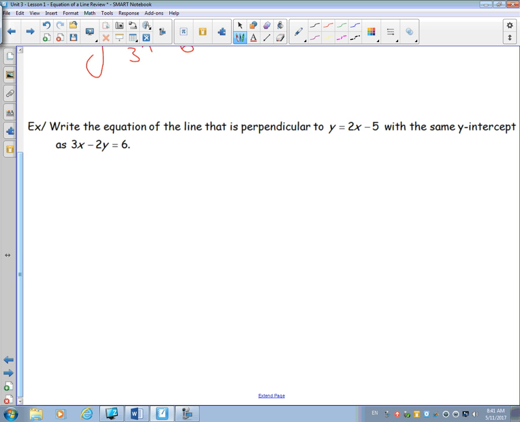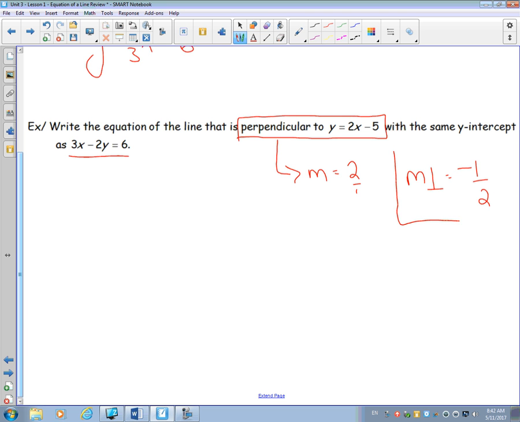Let's look at the next one. Write the equation of the line that is perpendicular to 2x minus 5 and has the same y-intercept as this equation. So I need to interpret some math here. We know what perpendicular means. It means our slopes are opposites. So the slope of this one is 2. Perpendicular, here's where I'm going to use that symbol for perpendicular, is the negative reciprocal. So I need to flip it over, 1/2, and make it the opposite sign. There's my slope.